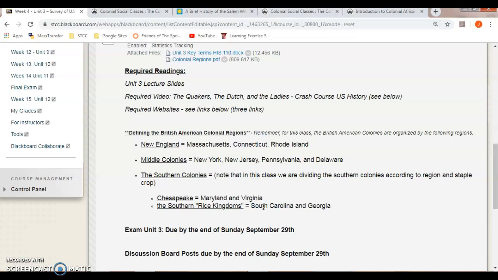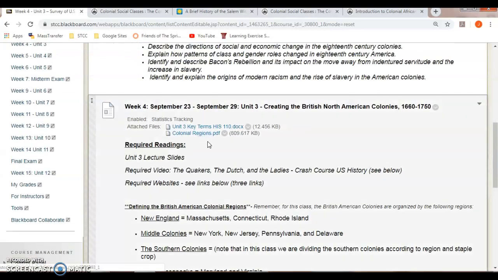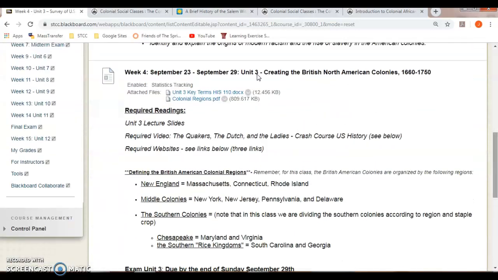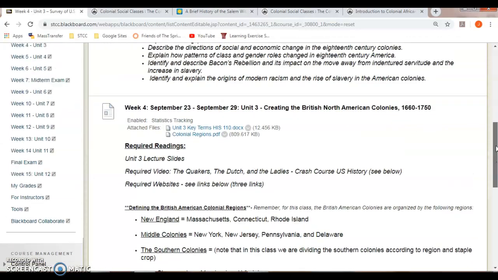So Virginia and South Carolina will be 2 of the big ones from this lecture, so make sure you pay attention to that. This region thing also gives a good overview of all that. All right, so as always, there's key terms. There are the lecture slides, which I will post up there soon.